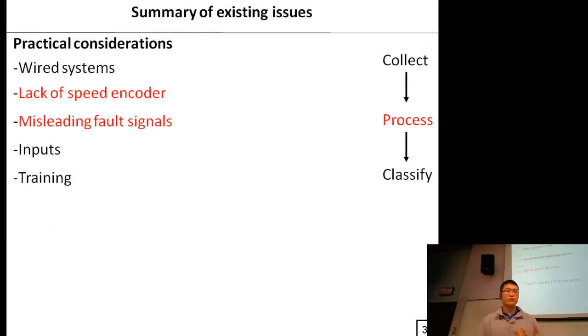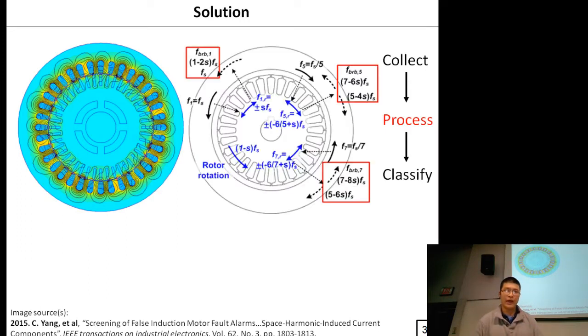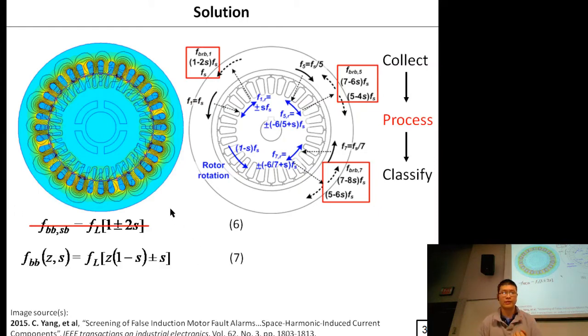Now, with regards to solutions, I address both the lack of a speed encoder and those misleading fault signals. In 2015, one author has shown through finite element simulations the magnetic fields of higher frequency components in the electrical current to be very, very concentrated at the stator. And so it justifies that instead of using these sidebands for broken bar fault detection, we can use these higher frequency components as a way to more accurately determine the fault features.